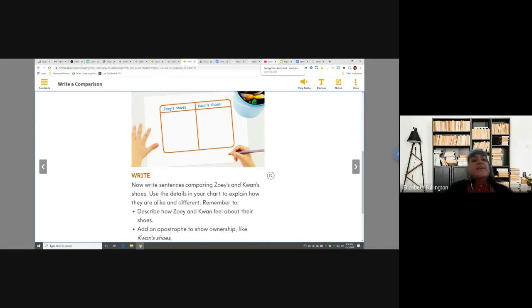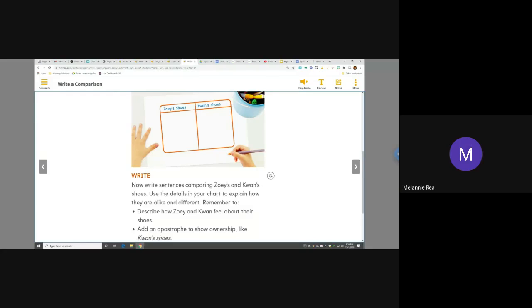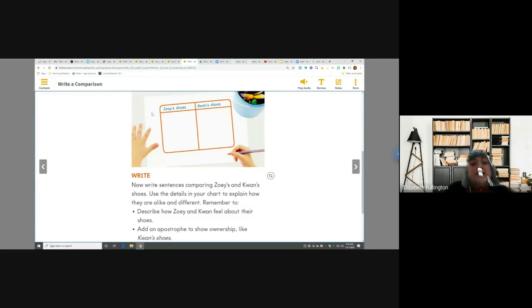Yes. Okay. So on the screen, Melanie, you see two little squares, and one says Zoe's shoes and Kwan's shoes. You're going to want to draw that on your paper, okay? She doesn't have her book with her, so she has to get a piece of paper. Okay. So you're going to draw what this little kid has on their paper.